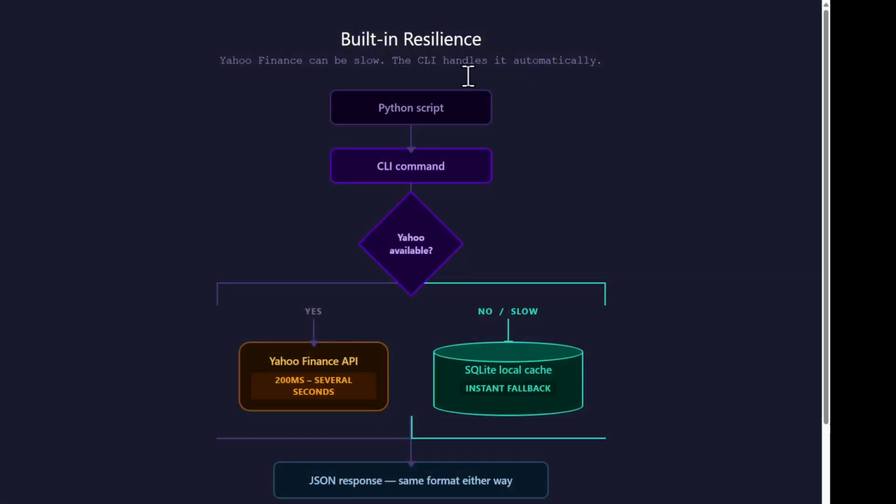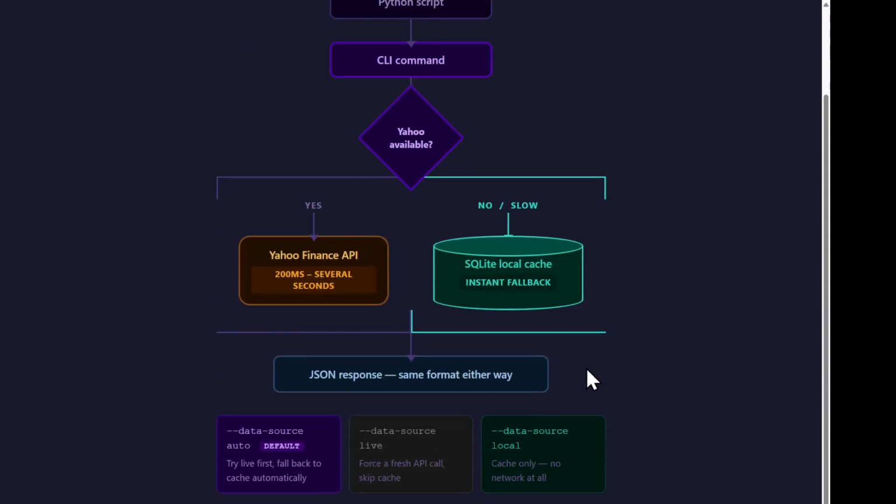There's a resilience angle too. Yahoo Finance can be slow, sometimes several seconds per request, and it will rate limit you if you hit it too hard. The CLI caches responses locally in an SQLite database. If Yahoo is sluggish or pushing back, it automatically falls back to the last known data, so your script keeps running instead of hanging or crashing.